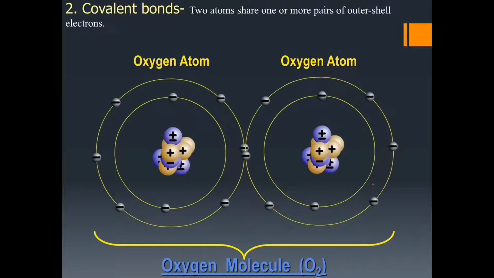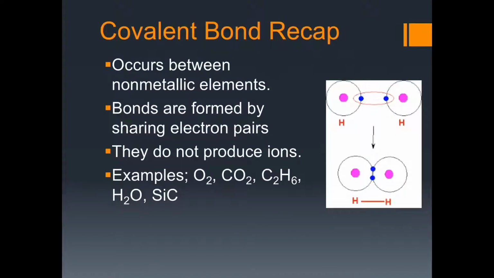So again, covalent bonds, 2 atoms are sharing 1 or more of their electrons with each other. Here is your oxygen and oxygen. They share electrons so that they're happy atoms and they're filling their octet rule. So let's do a covalent bond recap. This occurs between non-metal elements.